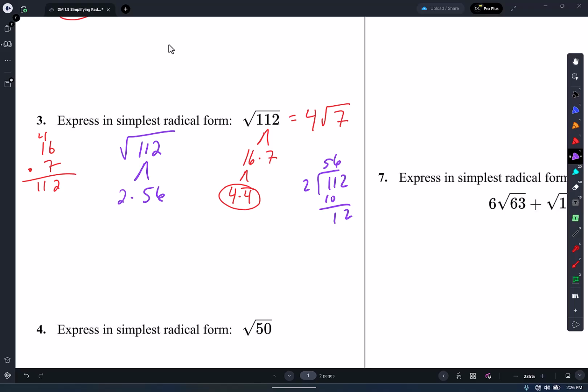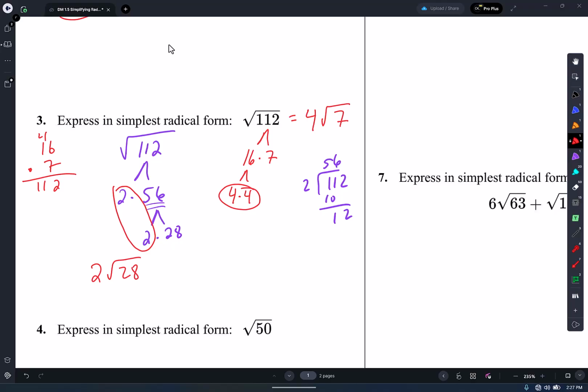Check this out. You see that 56? That is still even. Can I cut that in half? Yeah. I'm going to write a 2 right here. And then 2 times 28 is 56. And you see that group of 2's right here? I'm going to take them out. So now I have 2 root 28.